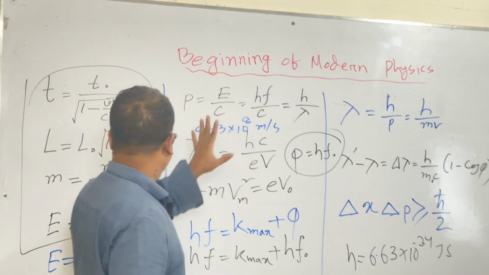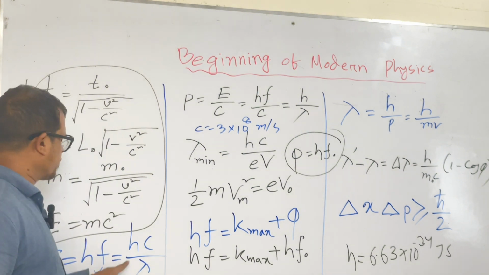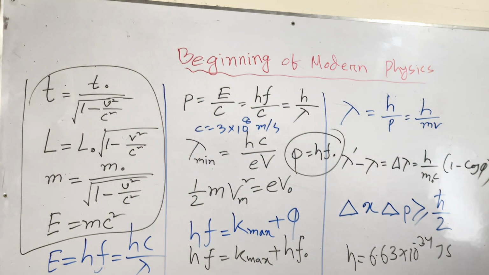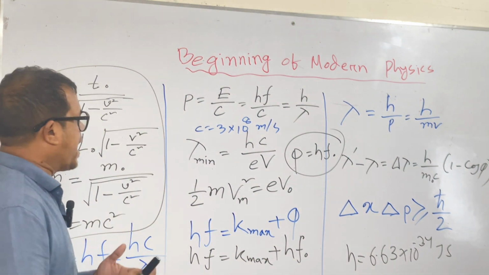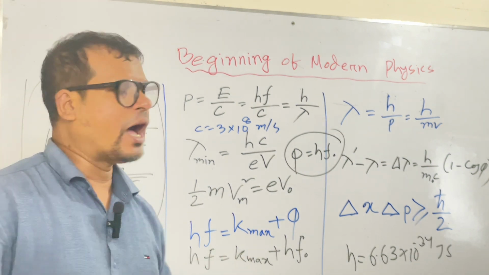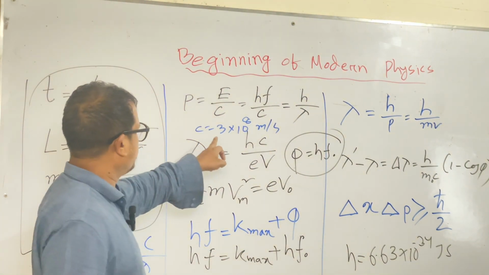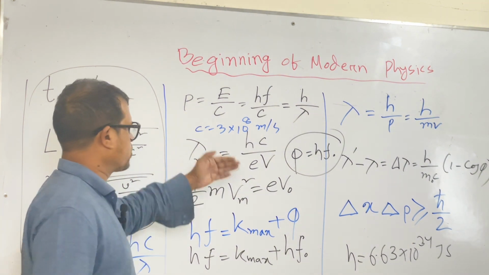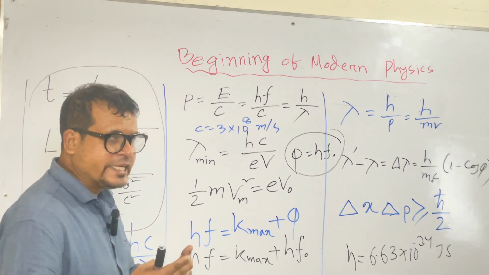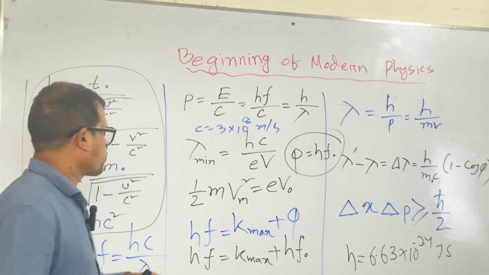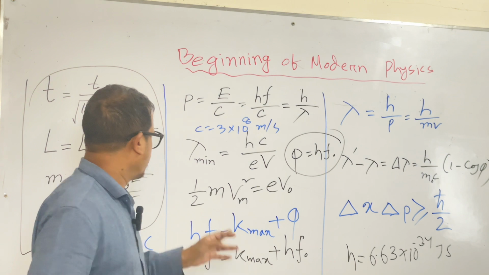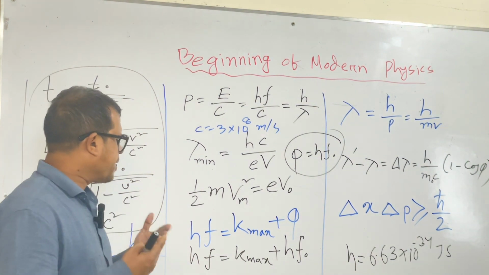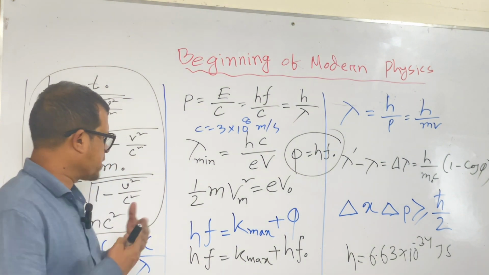E equals hf equals hc over lambda, p equals E over c equals hf over c equals h over lambda, and c equals 3 into 10 to the 8 because c is the velocity of light. Lambda maximum equals hc over eV, and phi equals hf naught, and half m v m squared equals eV naught, hf equals K maximum plus phi, hf equals K maximum plus hf naught.